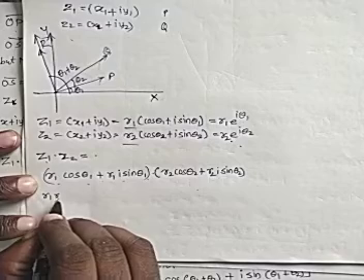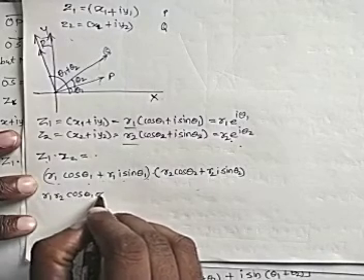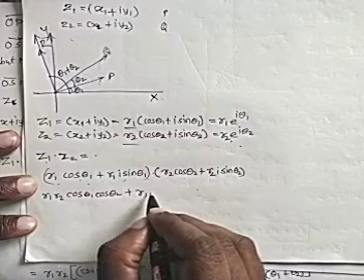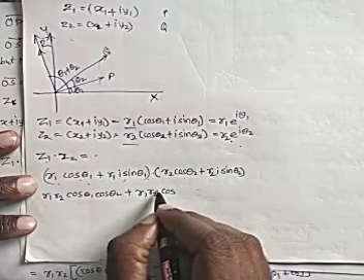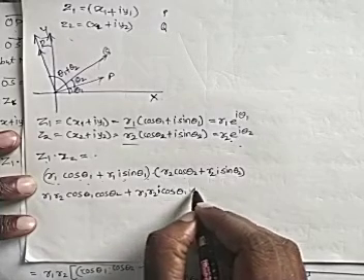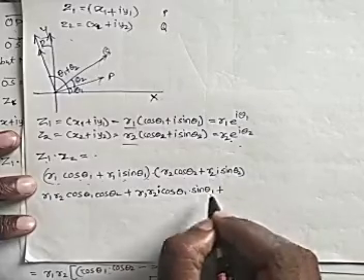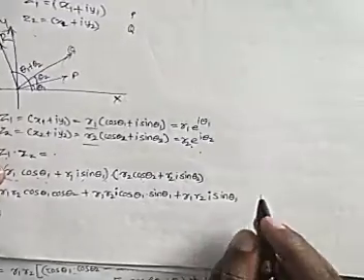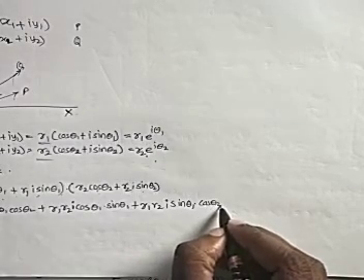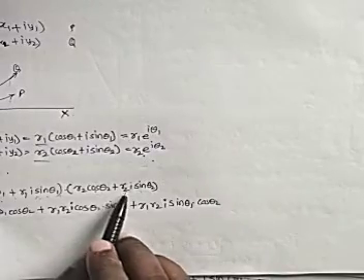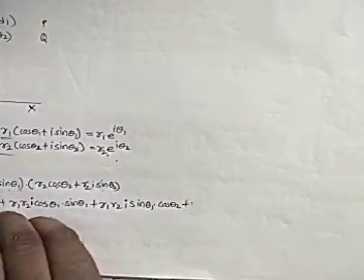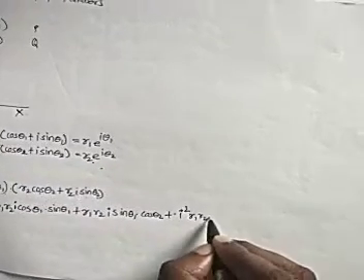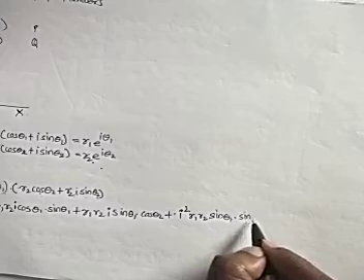So we will get R1 R2 cos of theta 1 into cos of theta 2, this into this, plus R1 R2 I times cos of theta 1 into sin of theta 2, plus R1 R2 I times sin of theta 1 into cos of theta 2, and the last one, this into this, the I into this I means I square, so I square R1 R2 times sin of theta 1 into sin of theta 2.